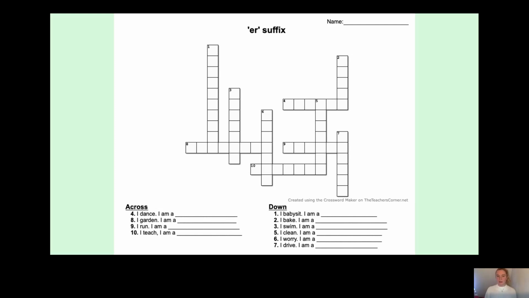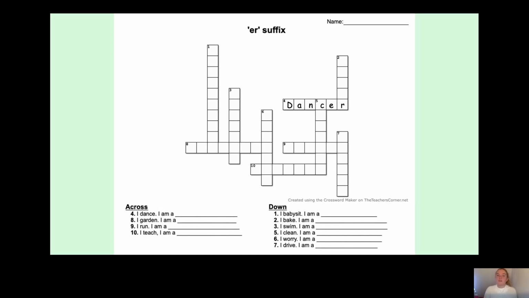Okay, now, what do you notice about the word dance? Yes, that's right. It ends in an E, doesn't it? So therefore, we need to get rid of the E before we add the suffix er, because otherwise we'd have 2 E's and that wouldn't look right. And then it says 4 across. So we need to find number 4 on our crossword. Can you see it there? And it's going across, isn't it? It's not going down, it's going across. So what are we going to write there? Yes, we're going to write dancer.